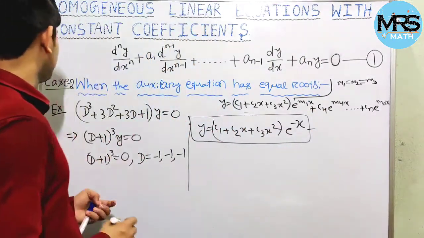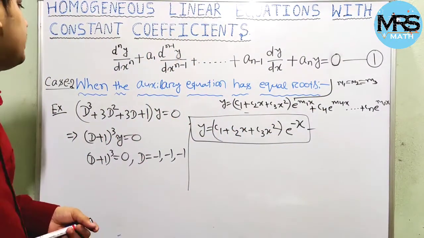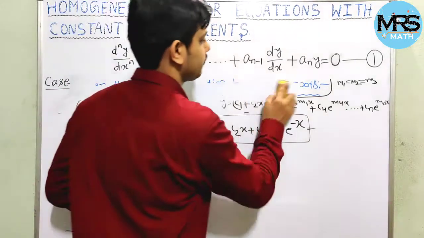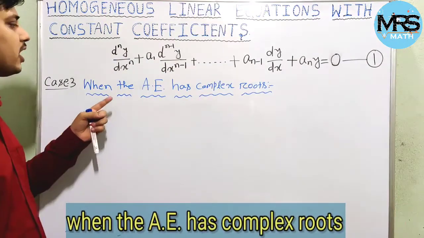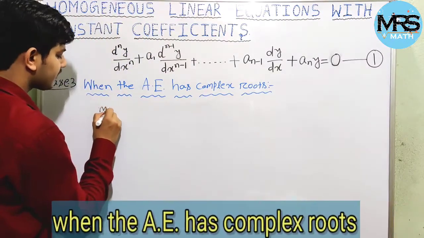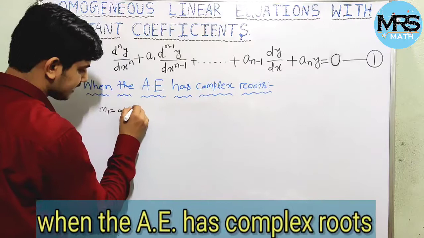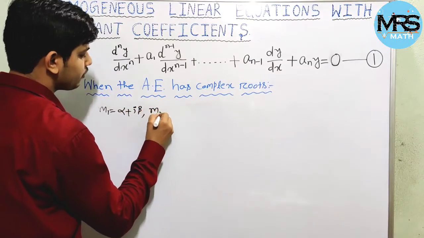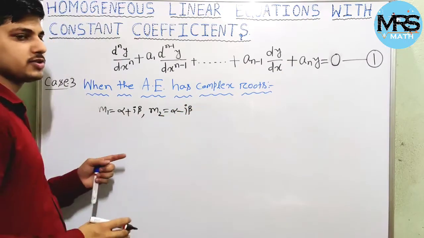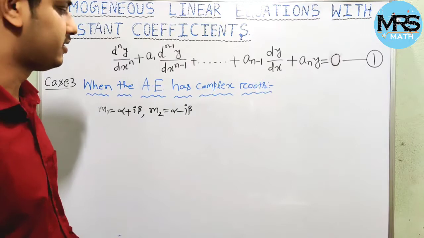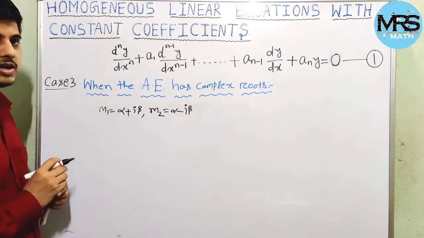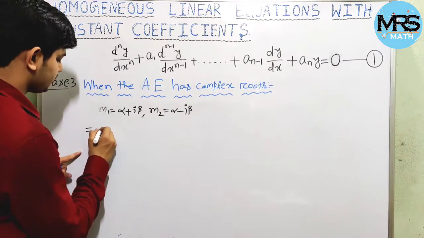So now we will see case number 3, that is when the auxiliary equation has complex roots. Let us take m1 as alpha plus i beta, then the second root m2 as alpha minus i beta, having complex roots involving imaginary terms. So in that case, the part of the complementary function will be equal to how much?